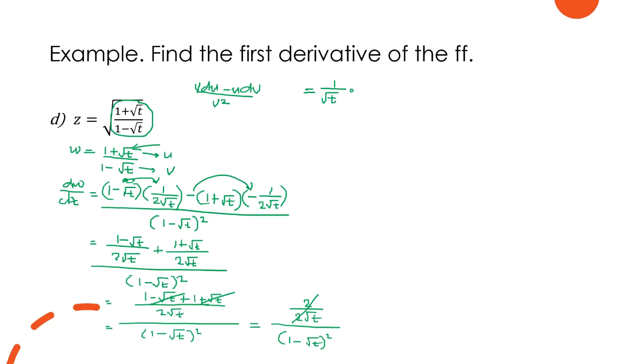And then, so that we can divide our fraction, we can multiply by the reciprocal of the denominator, which is 1 over (1 minus square root of t) squared. So that gives us 1 over square root of t times (1 minus square root of t) squared. So this is now our dw over dt, or derivative of w with respect to t. Afterwards, that is still the equation inside. So we still need to find the derivative of our z.